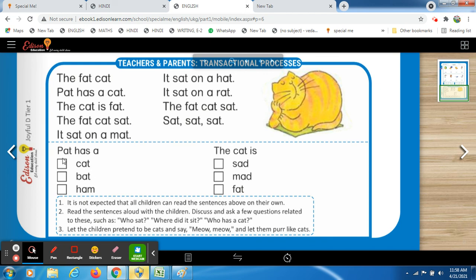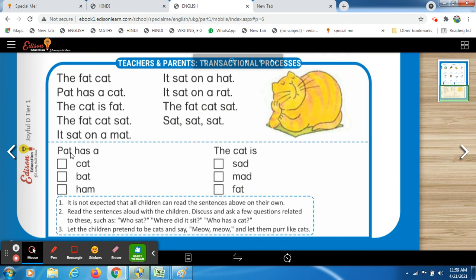Very nice, students. Okay, students, now you see that there are two questions, hai na? Aapko two questions given hai, right? So you have to answer those questions. First of all you have to read it, and there are some options given to you. So you have to put a tick on the right option. Fine, chalo, let's start reading the first question.